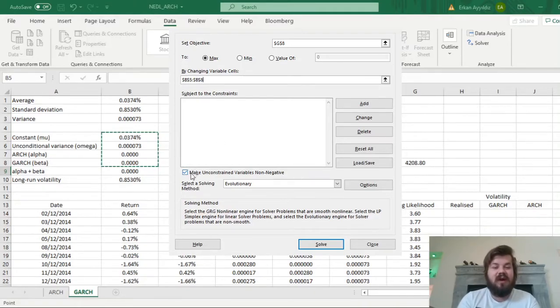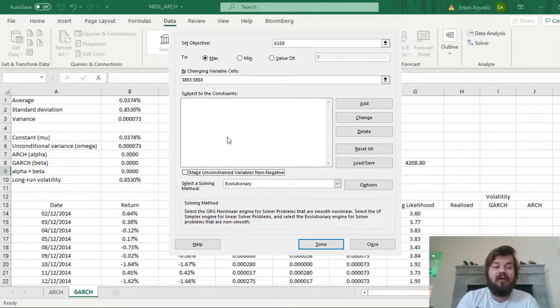First of all, we need to untick the make unconstrained variables non-negative option, as we might well allow our constant to fluctuate outside of the positive domain. We might well assume that the constant can be negative. So we just need to add the constraints on omega, alpha, and beta.